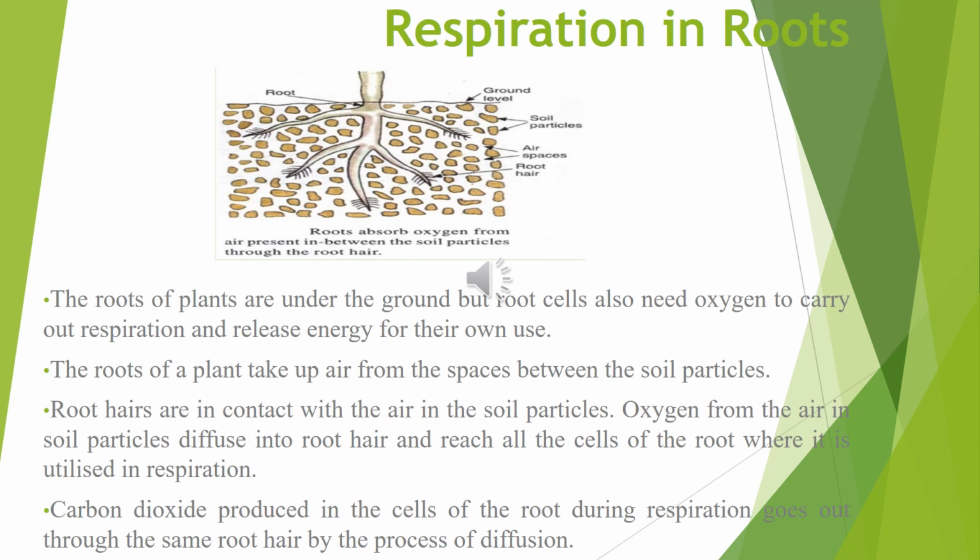The roots of plants are under the ground, but root cells also need oxygen to carry out respiration and release energy for their own use. The roots of plants take up air from the spaces between the soil particles. Root hairs are in contact with the air in the soil particles. Oxygen from the air in the soil particles diffuses into root hairs and reaches all the cells of the root, where it is utilized in respiration. Carbon dioxide produced in the cells of the root during respiration goes out through the same root hair by the process of diffusion.